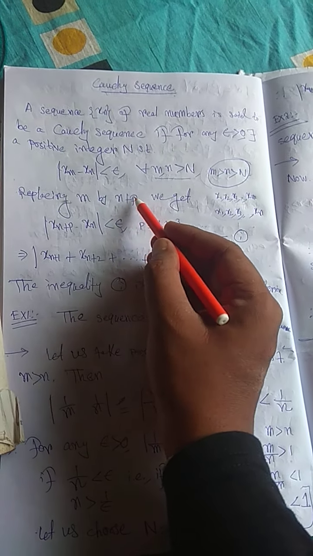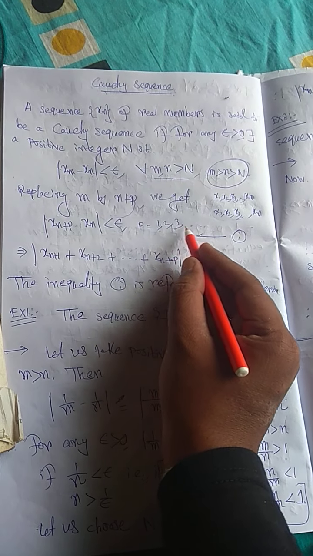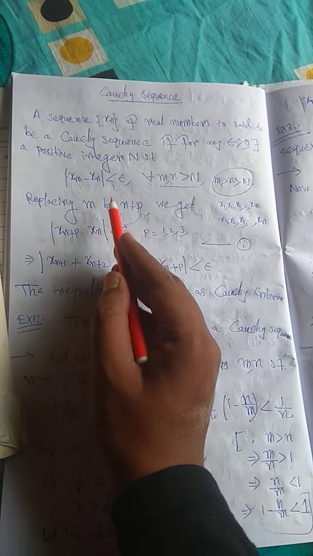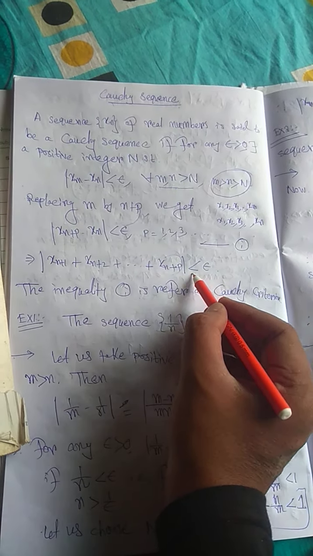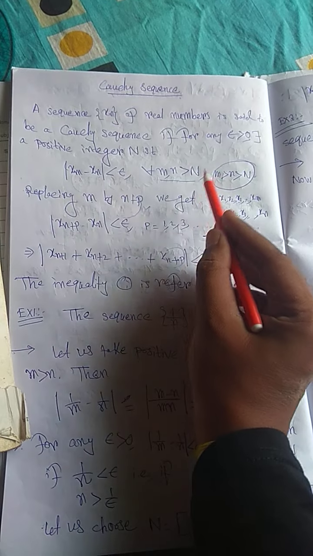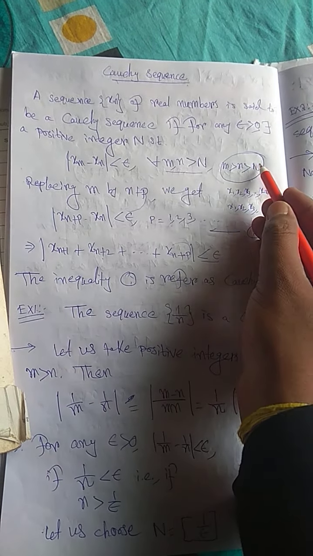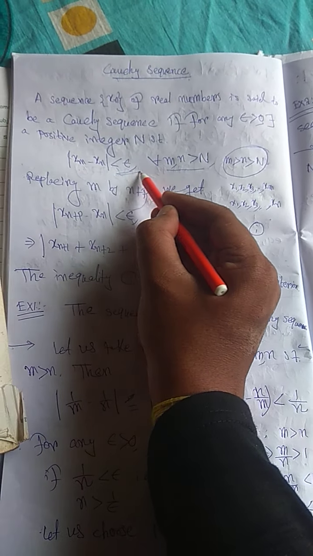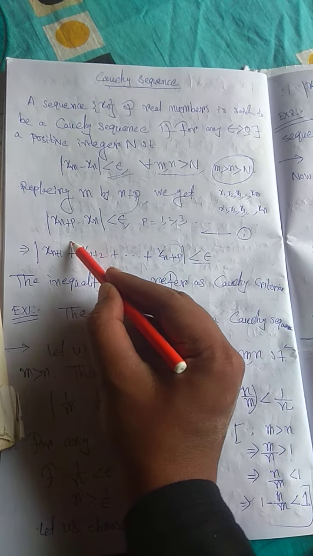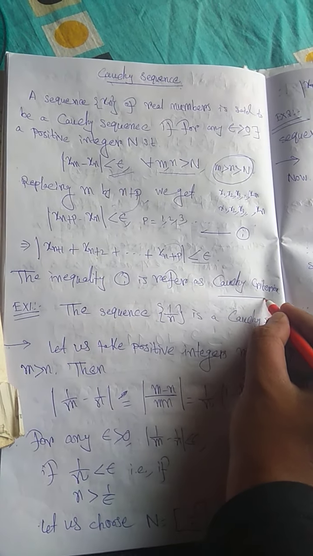If we replace m by n plus p, what is p? p is a natural number starting from 1, 2, 3 and so on. That means after subtraction we start with n plus 1, n plus 2, continuing this way to n plus p. This is the concept of choosing n usually greater than N, and that is obviously greater than a certain natural number capital N, which depends on the choice of epsilon. This inequality is known as the Cauchy criterion.